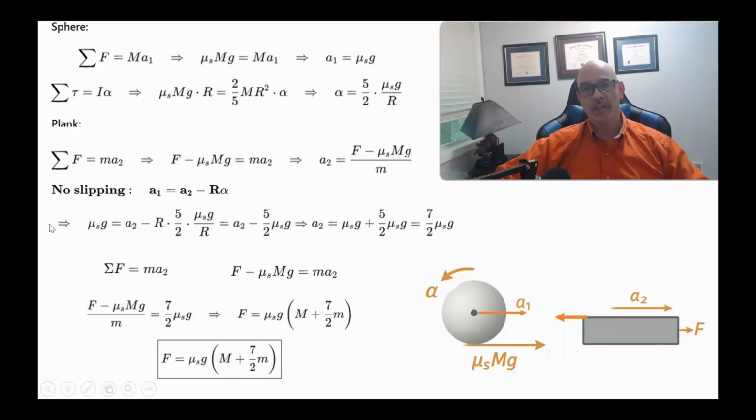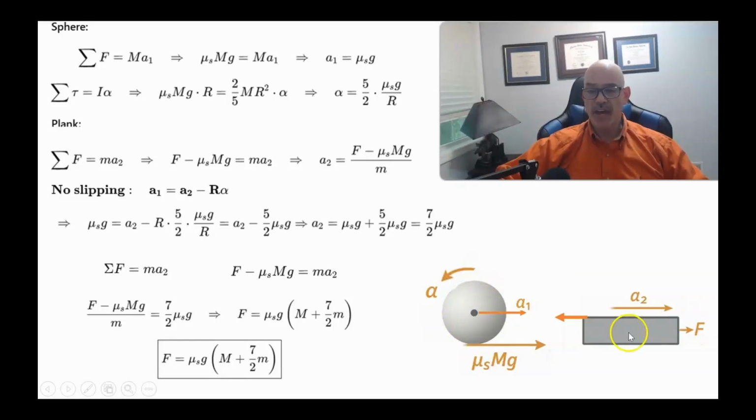And here's the solution to the problem. First thing I did was draw a free body diagram for the sphere and the book. The sphere only has one force acting on it, which is the force of static friction pushing it to the right. This creates an acceleration of the center of mass of the sphere. I'm going to call this A1. And the friction force puts a torque on the sphere, so it has a counterclockwise angular acceleration.